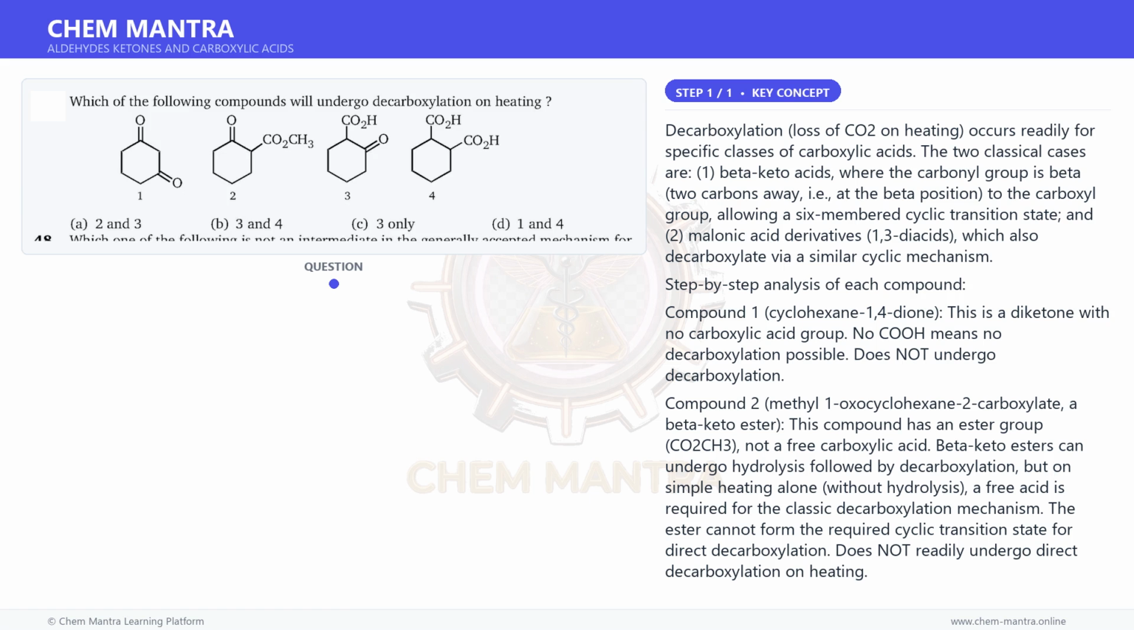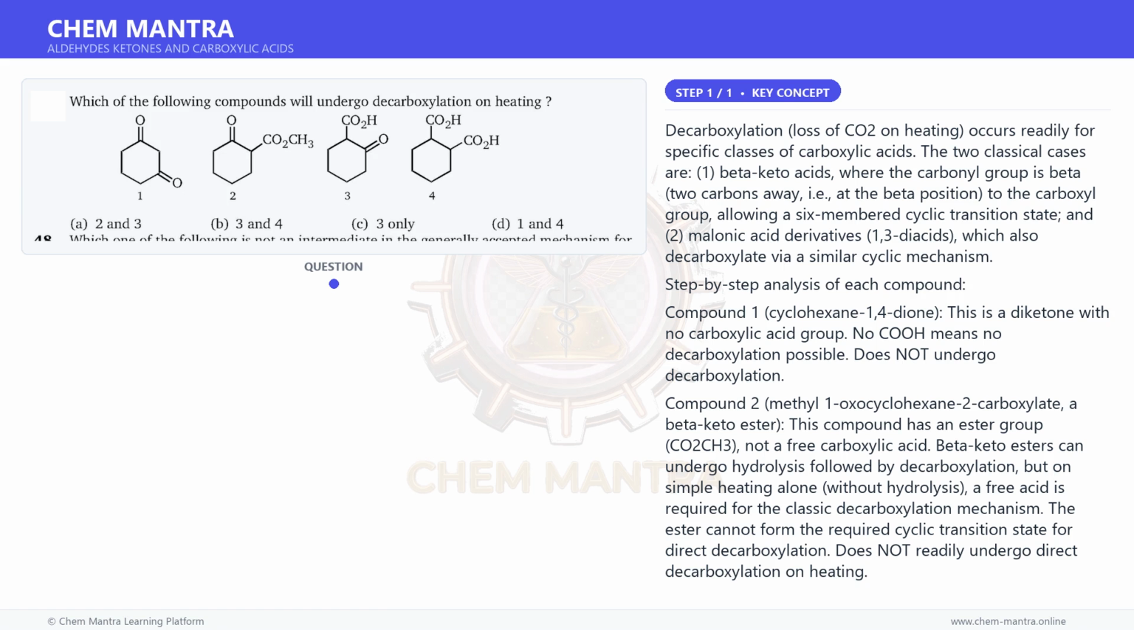Compound 3, 2-oxocyclohexane-1-carboxylic acid. This is a beta-keto acid. The carboxylic acid, CO2H, is directly attached to the ring carbon that is alpha to the ring ketone, C=O. This means the carboxyl group is beta to the carbonyl, or equivalently, the carbonyl is beta to the COOH, fulfilling the beta-keto acid criterion.